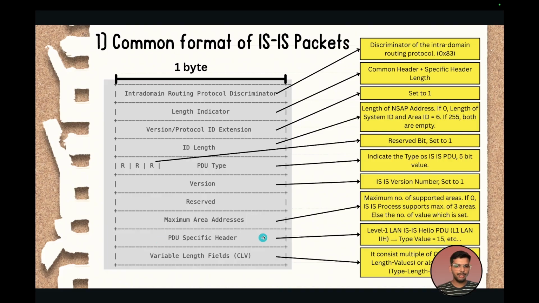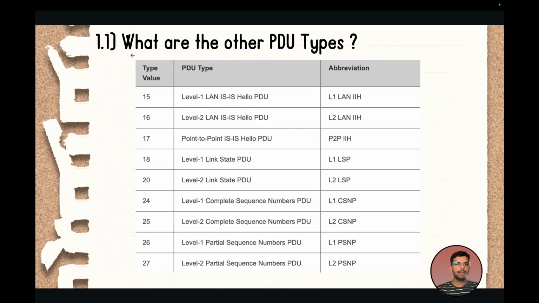And this is the PDU specific header. There are several headers that can be put over here, which we will see in the next slide. So now about the PDU type. In the previous slide we have seen that the PDU type is a 5-bit value. So what are the PDU types that we can use? These are the values that we can use in place of those 5 bits over here.